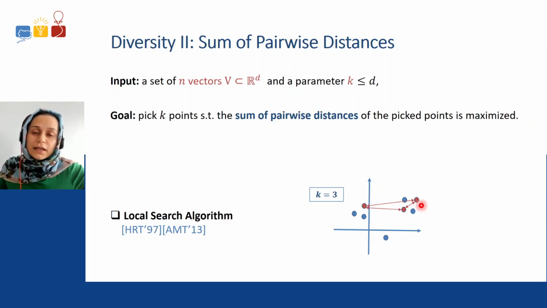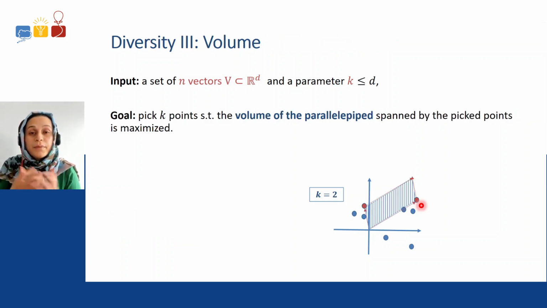And finally, the last notion that I want to mention is basically the notion of volume. So people also have used this notion as well. So here we want to pick k points that have the maximum volume. So basically the volume of the parallelepiped spanned by those k points is maximized. For example, if k is equal to 2 and I pick these 2 points, then the area of this parallelogram is what I measure as their diversity.